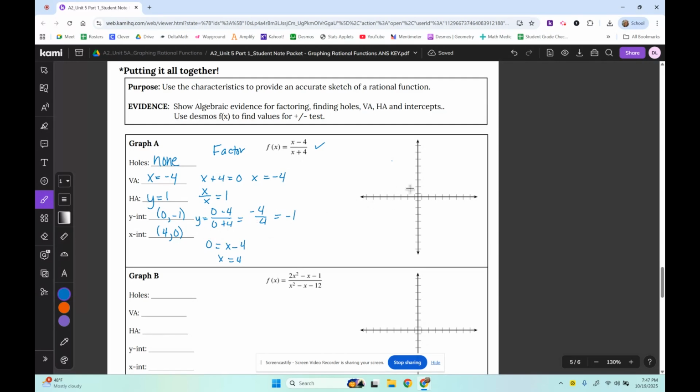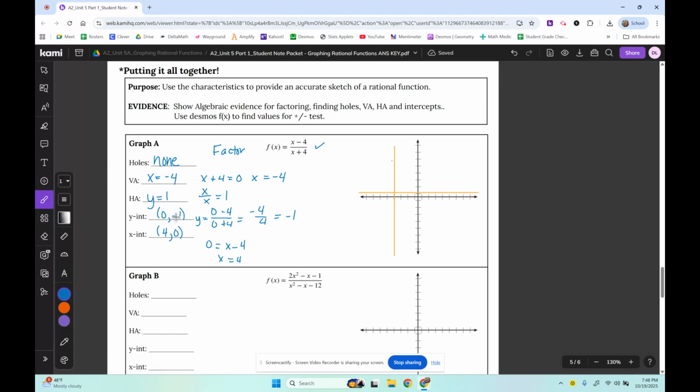Okay, now to do this on the graph, the hole, remember, is an open circle. We don't have any. The vertical asymptote, we're going to plot that as a vertical line. I'm going to do it in orange. You're welcome to make it dotted. It does kind of help make it stand out. So we're going to go to where x is -4 and draw a line there. Okay, and then we have a horizontal asymptote where y equals 1. So we're going to draw a line there.